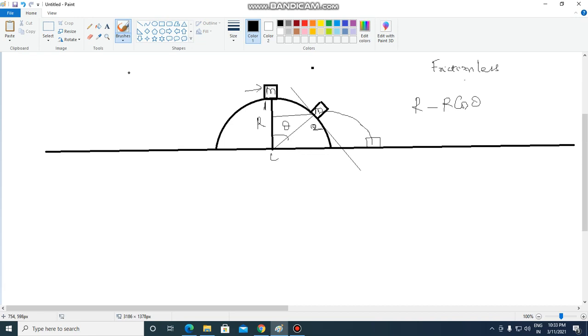Yes, because if we consider this as O, this as A, this as B, the length of OA is r cos theta, because the radius of the sphere is going to be the same, r. So the vertical distance AB is going to be r minus r cos theta. Now if I say mg into r into 1 minus cos theta, it is the loss of potential energy. The loss of potential energy from point 1 to point 2 should transform into kinetic energy. Since it is frictionless, the work done against friction need not be taken into account.